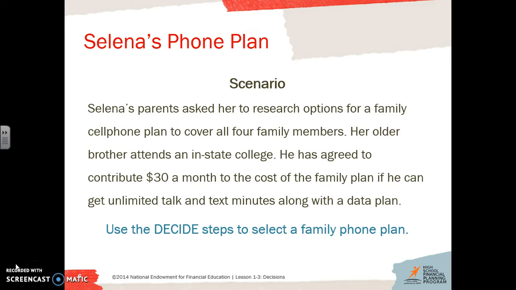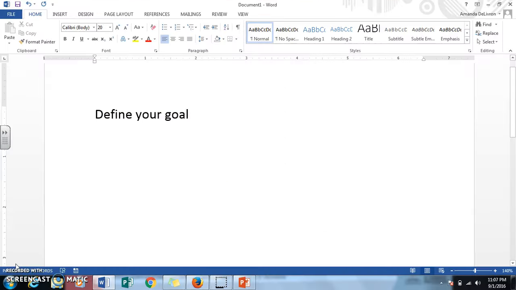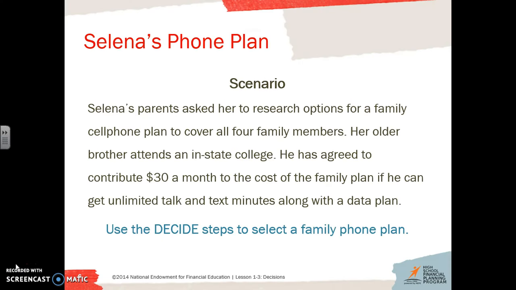And I'd also like you to get a new clean sheet of paper out, and we're going to go through this decision-making process and create a goal, establish our criteria, figure out our options, and then choose the best choice. So remember, the first thing that we need to do is define our goal. What is it that Selena needs to do? I'm going to put up the scenario again, and I want you to write down a goal for Selena.